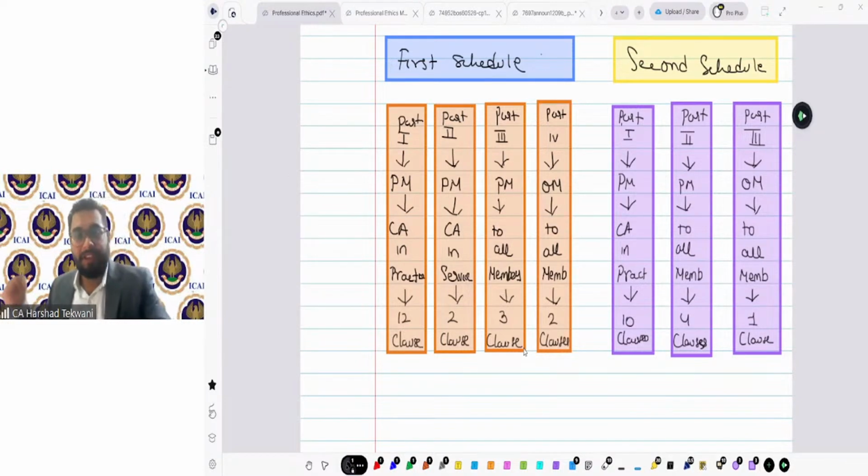Shankara, section 7, that is with respect to using the designation of a chartered accountant, I will cover with the schedule.